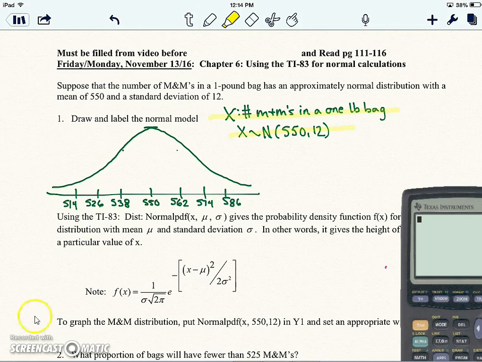And the notes are claiming that we could draw this picture on the calculator, and we can. We won't usually use it. And it says to use the normal PDF distribution. What this does, it gives us the height of the curve, or the probability of getting a bag of M&Ms with that specific number of M&Ms for each type. And we normally won't use this because this really isn't continuous, right? A bag of M&Ms is going to have 550 or 551. They usually aren't halves in there, so it's more discrete data.